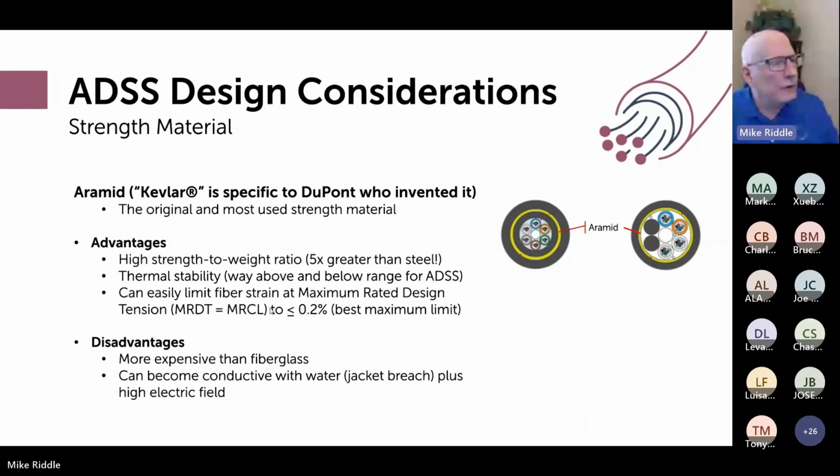So what you want is, as the name maximum rated design tension implies, this is the maximum tension that the cable should experience under any and all loading conditions. So however much ice and wind you want to throw at the cable for design purposes, you want to keep the tension below whatever this cable is specified at, whatever its MRDT or MRCL is.